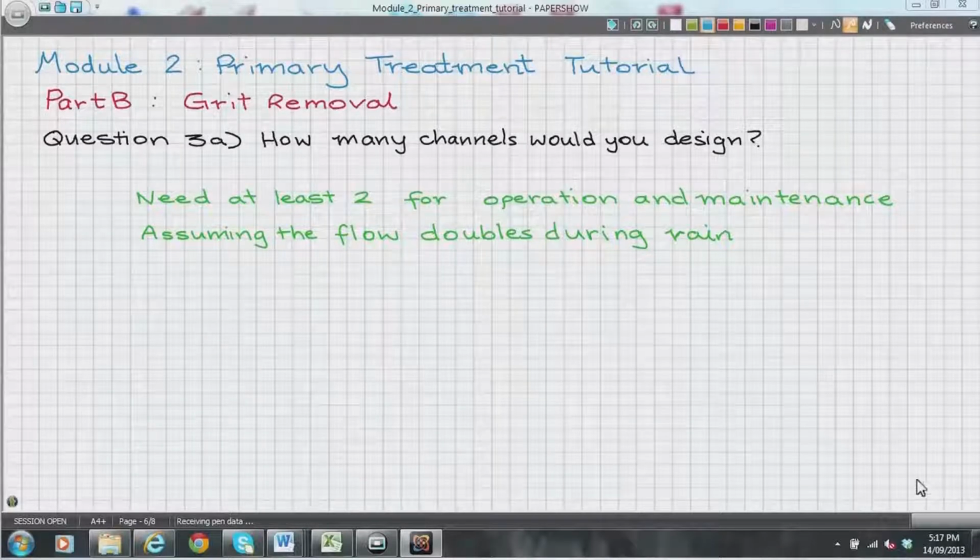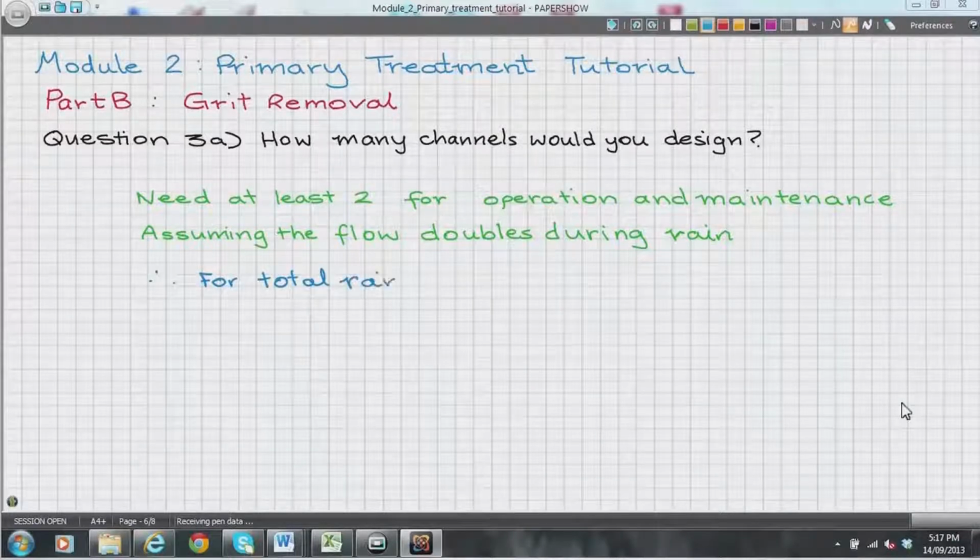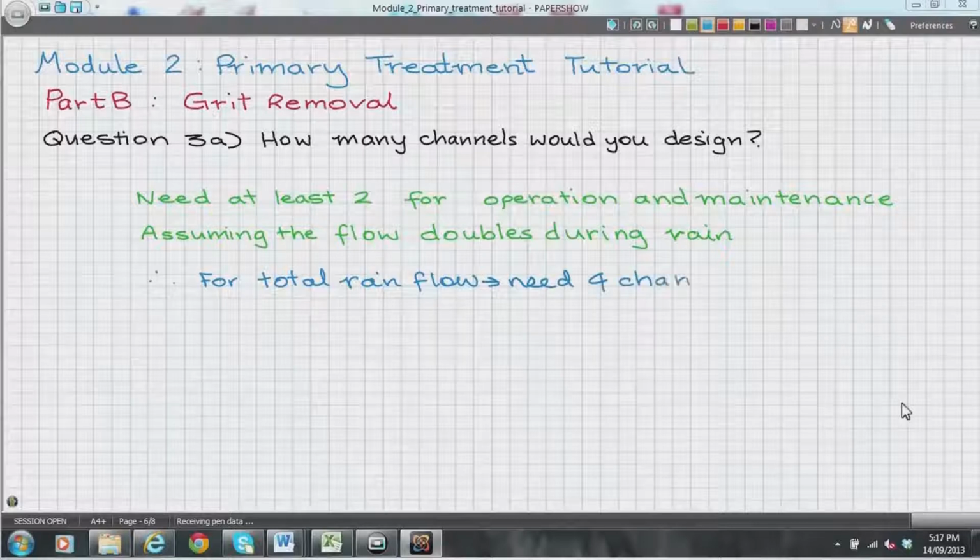So, we need to take into account that we will need at least 2 channels for operation and maintenance. And since it is assumed that the flow doubles during rain, we can assume that we would need 4 channels. So for the total flow, the total rain flow, we then need 4 channels. So that's part A.